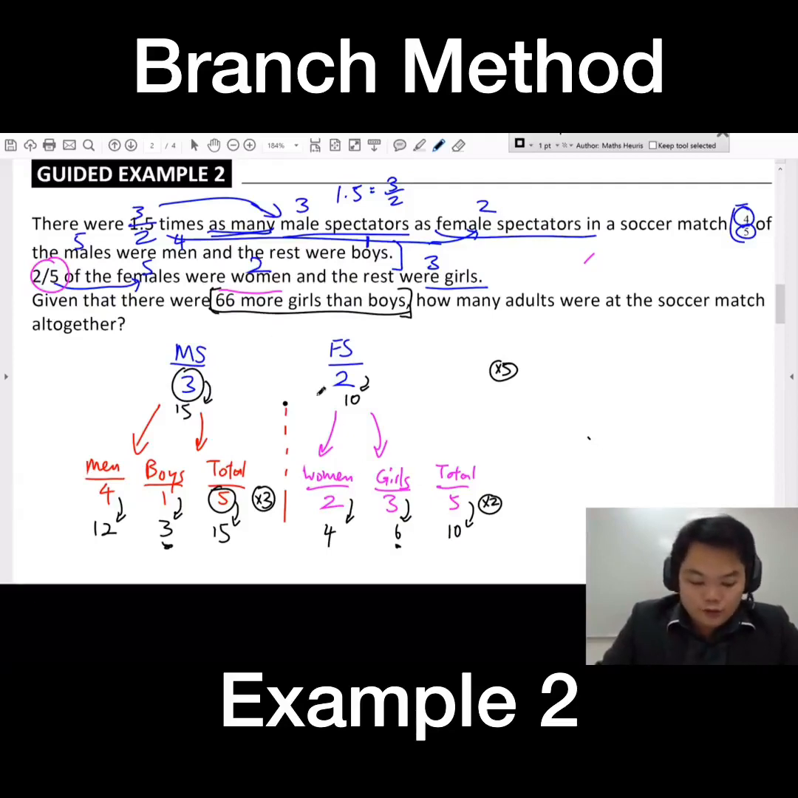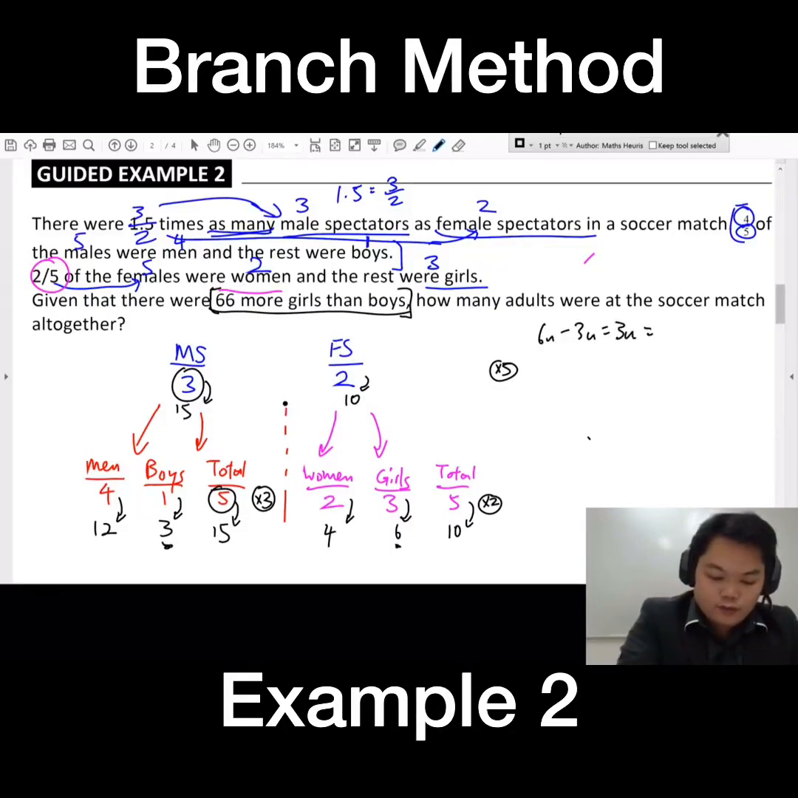So the difference in units is going to be 6 units minus 3 units. This 3 units difference is going to be this 66 more girls than boys. So we can find out 1 unit here. This will be 66 divided by 3 to give you 22.